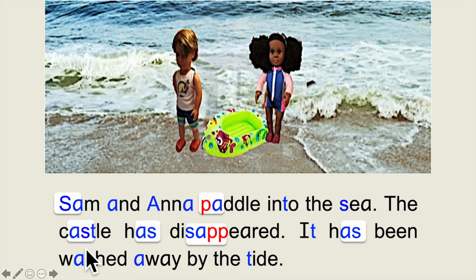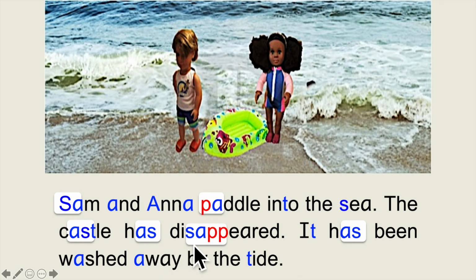And here's the tricky one. We can barely hear the T sound in castle, but it's there. Ast, ast. Say that blend. Ast. And here is our word as, on the end of a H sound for has. As. As.